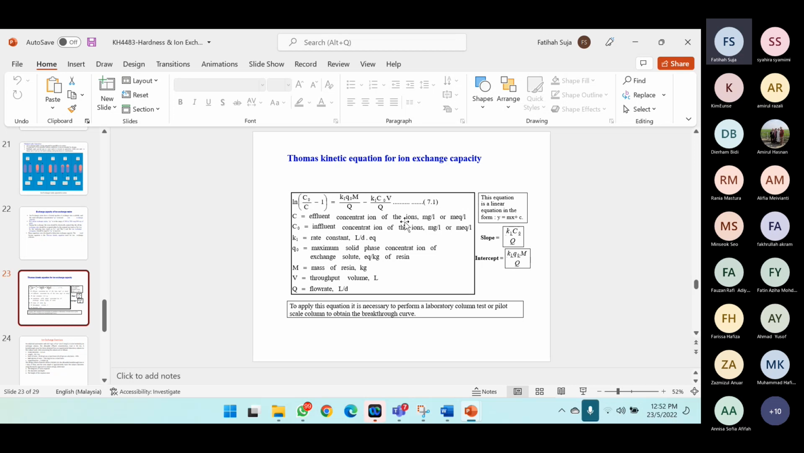C, effluent concentration of the ions. C naught, influent concentration of the ions. K1, the rate constant; q naught, maximum solid phase concentration; m, mass of resin; V, throughput volume; and Q, flow rate. Sometimes you need to know the mass of resin. Sometimes you need to know what is the volume that you need. So this equation will help you.